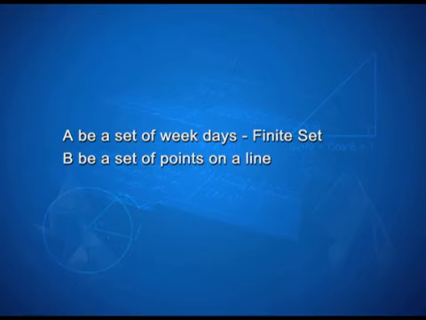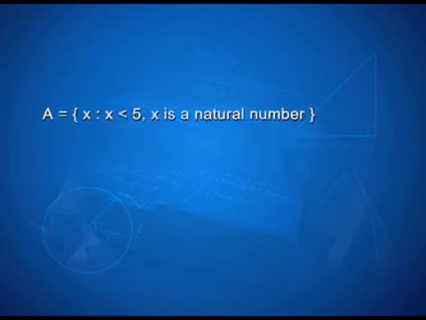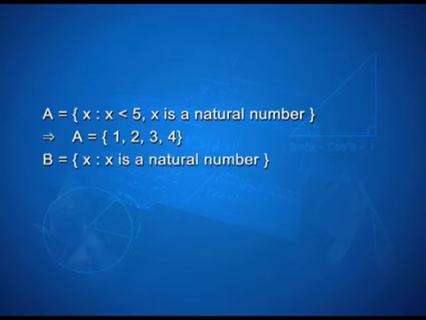Whereas set B has infinite elements in it because we all know that there are infinite points on a line. So set B is called an infinite set. If we take another set A consisting of elements x such that x is less than 5 where x is a natural number, then set A will have the elements 1, 2, 3 and 4. Thus, this set is a finite set. But if B is a set of elements x such that x is a natural number, then this set B will have the elements 1, 2, 3, 4, 5 and this will go on endlessly. Thus, B is called an infinite set.